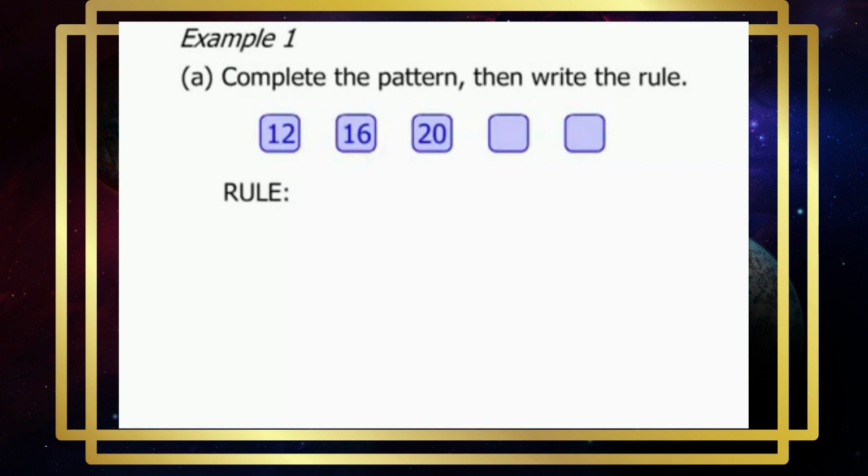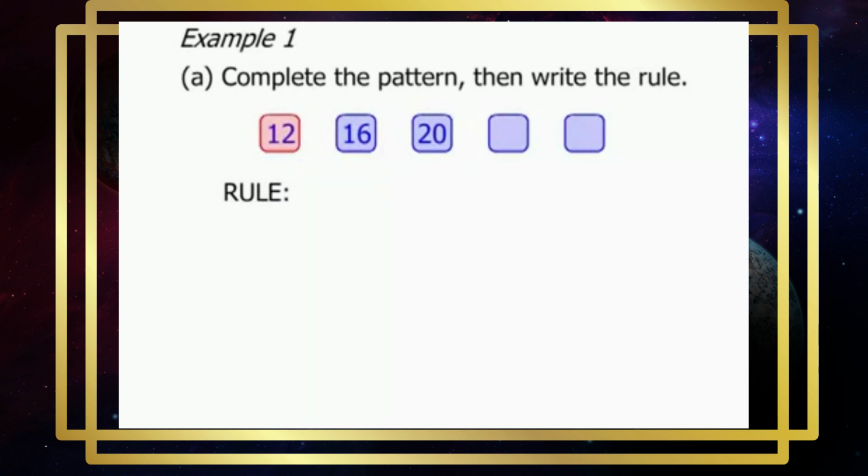In this lesson, we do some work on number patterns. Example 1. Complete the pattern, then write the rule. So we've got three numbers already there with two missing numbers, and we need to write the rule after we complete the pattern. So let's see how we go.